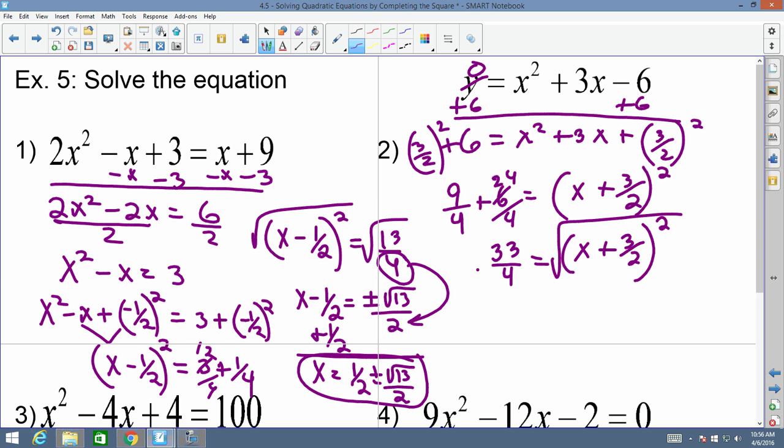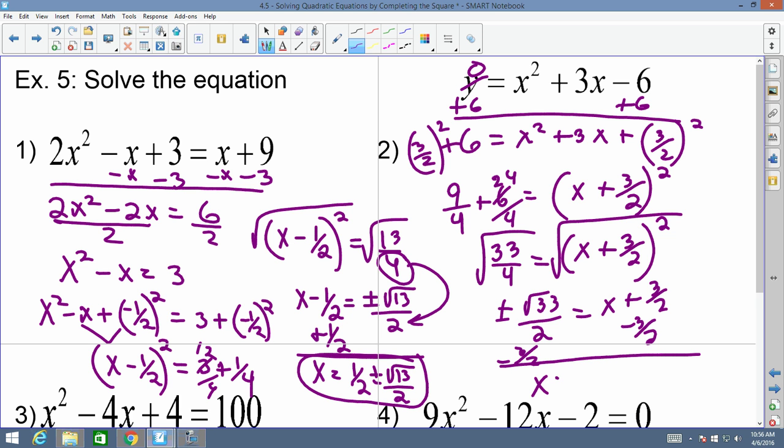Square root both sides. Plus or minus square root of 33 over 2 equals x plus 3/2. Subtract 3/2 from both sides. And you get x equals negative 3/2 plus or minus square root of 33 over 2.